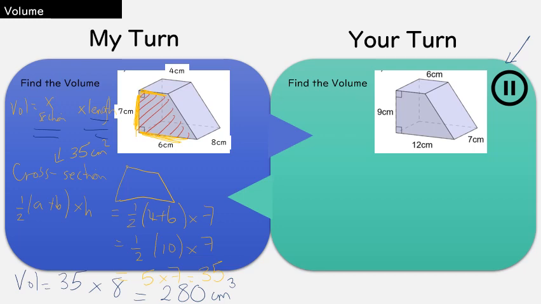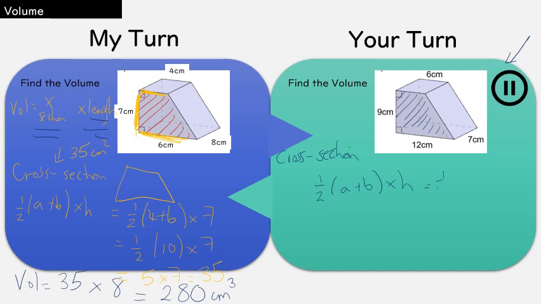Okay, so let's go through the solution. I'm going to find the cross section and then I'm going to times it by the length. Same shape again, so we've got the same cross section there. Half a plus b times by the height, remember, is the formula to find the area of a trapezium.